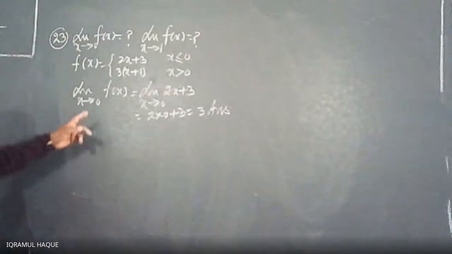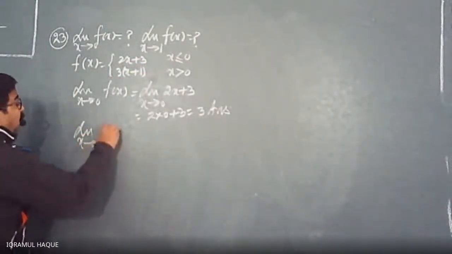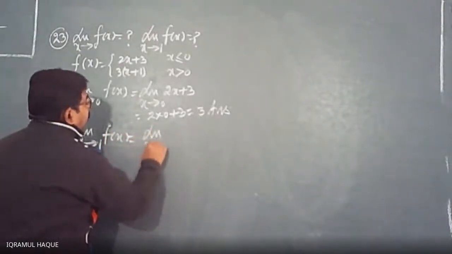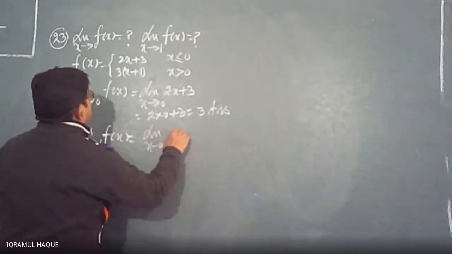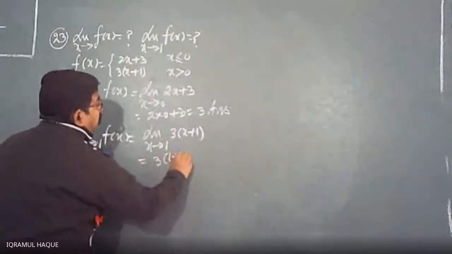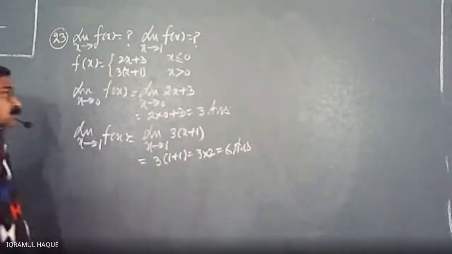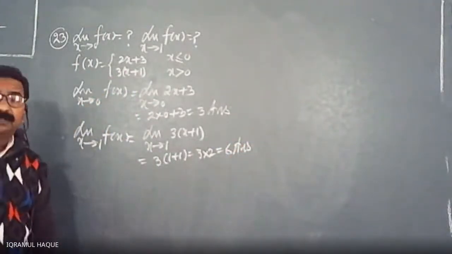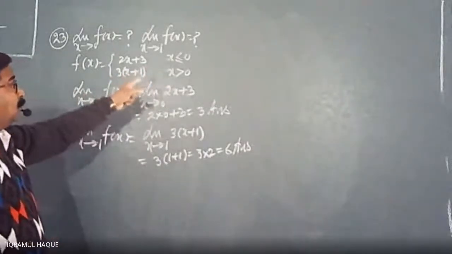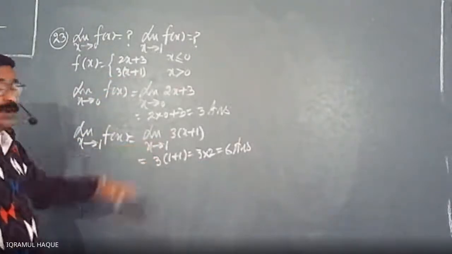Now another one, we have to find limit x tends to 1 f(x), which means this limit is more than 0. So we can write limit x tends to 1, we have 3 times (x plus 1). Now write the value: 3 times (1 plus 1). This is 3 into 2 is equal to 6 is the answer. So we had two functions in this question. One having limit 0 and other more than 0. So more than 0 is 1. So in that case we use this function for limit x tends to 1.